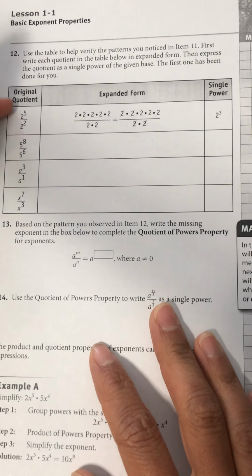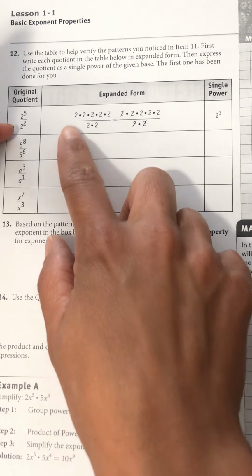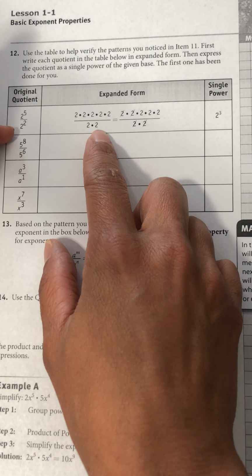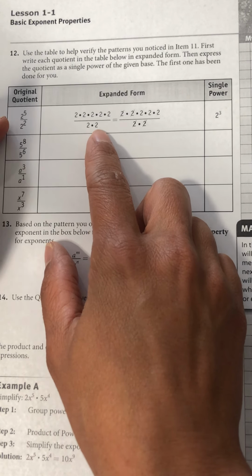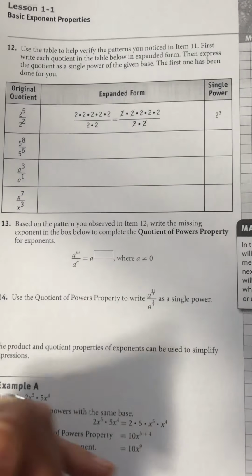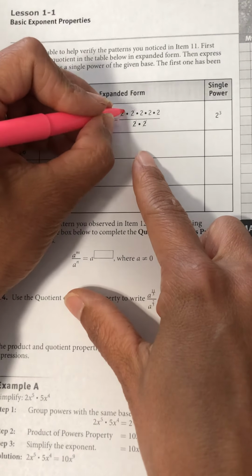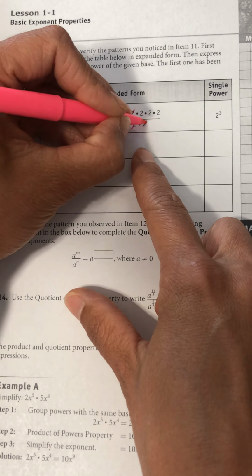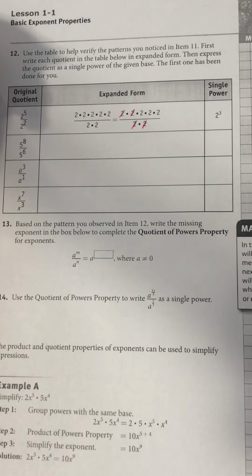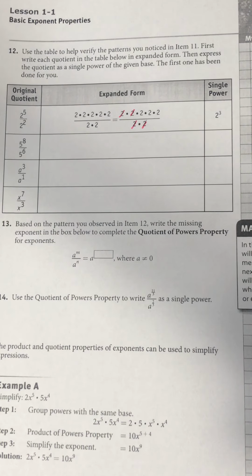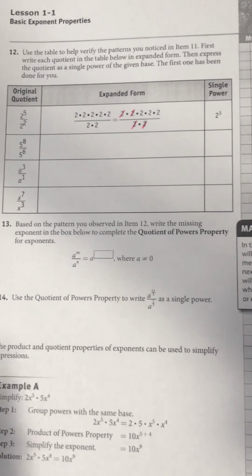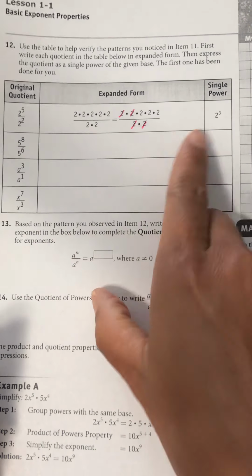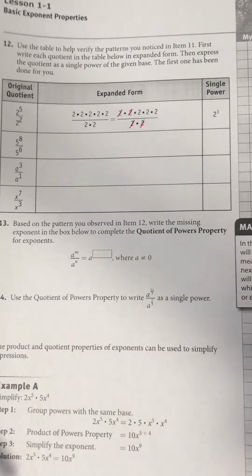So we have 2 to the 5th over 2 squared. So we have 2 to the 5th, so 5 2's over 2 squared, so 2 2's. And look what they did. They started canceling stuff out. They are like, okay, we have a set of 2's in common in the numerator and denominator, and again numerator and denominator. So now the denominator is completely canceled out. All I have left are 3 2's in the numerator. So that is 2 to the 3rd. And guess what? 5 minus 2 is 3. So 2 to the 3rd.